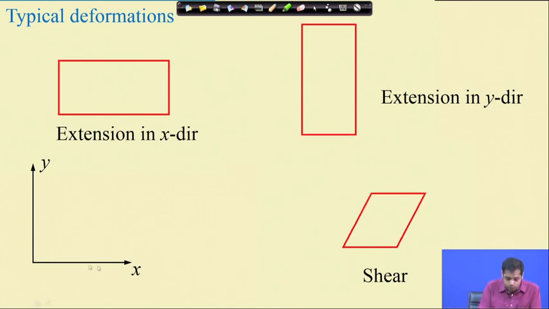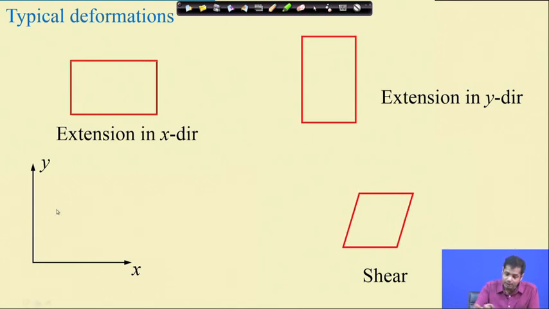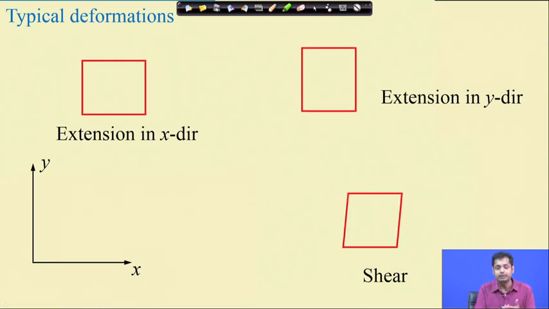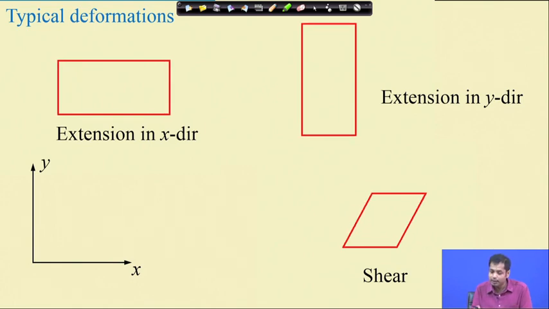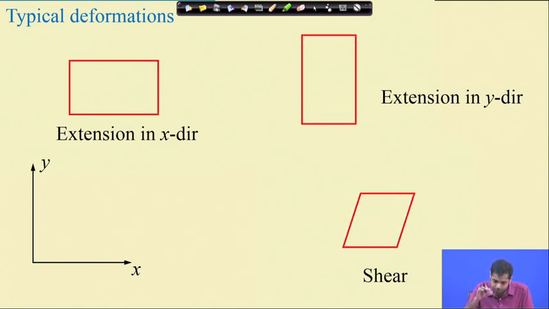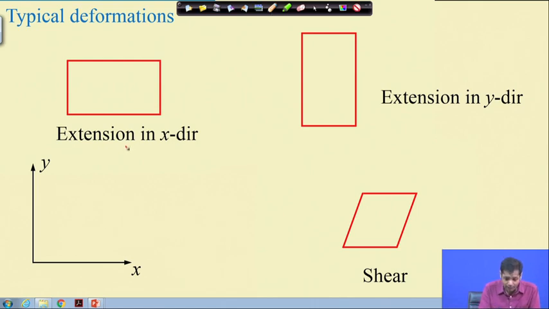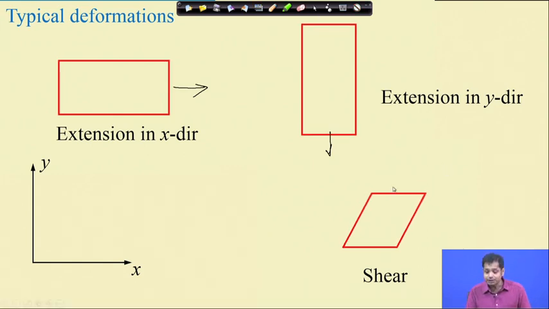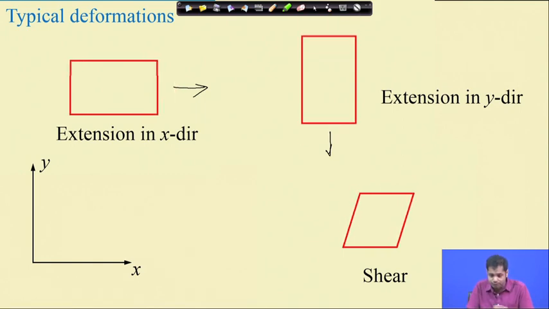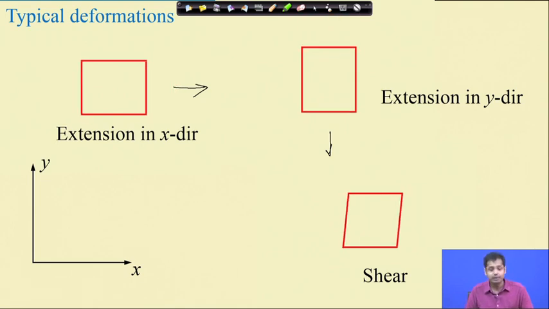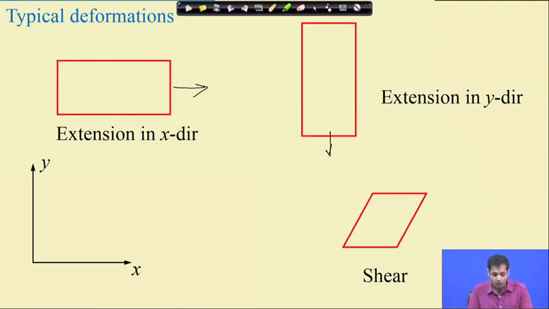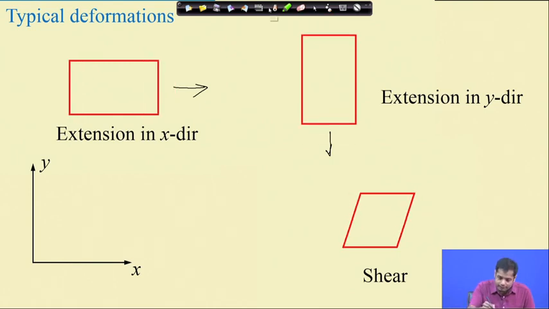Now, if we have two directions, x and y, one possibility is the extension in x direction or the contraction in x direction, either increasing or decreasing the length. Similarly, in y direction you can have a change in length, either increase or decrease, and these are called normal movements. This movement is in x direction, this movement is in y direction. Another movement is the shear movement. We will come to what shear is. So these are the three possible deformation modes that a two-dimensional object can have, and all of them cause strain in this object.